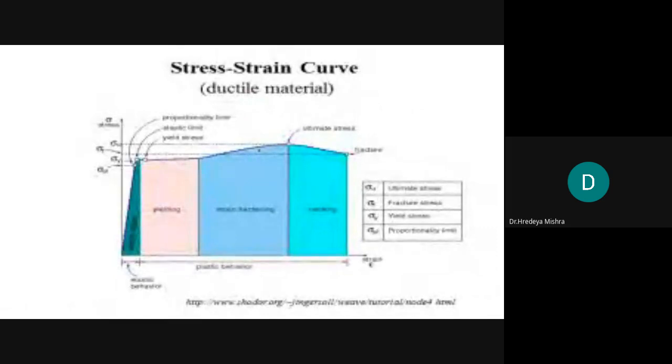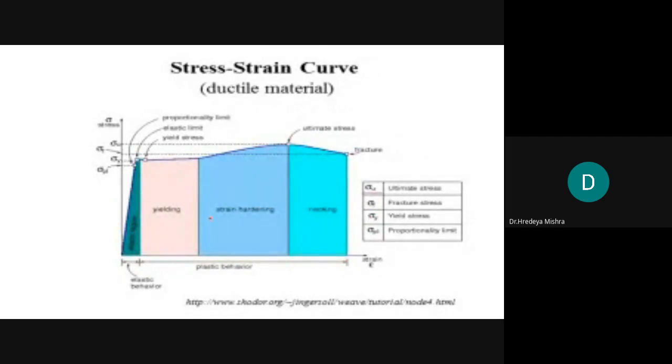So see here, this is a very good diagram for the stress strain. Different zones are provided here, and this graph belongs to mild steel for the tensile test. Here we have sigma u, sigma f, sigma y, and sigma PL.